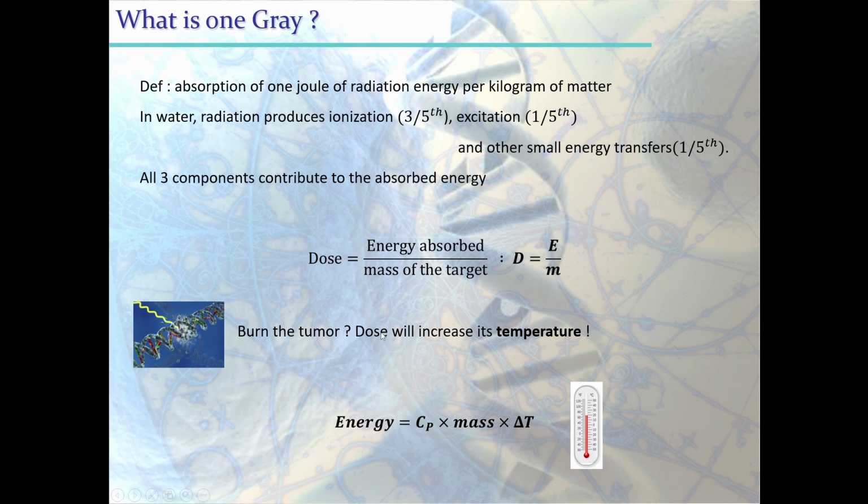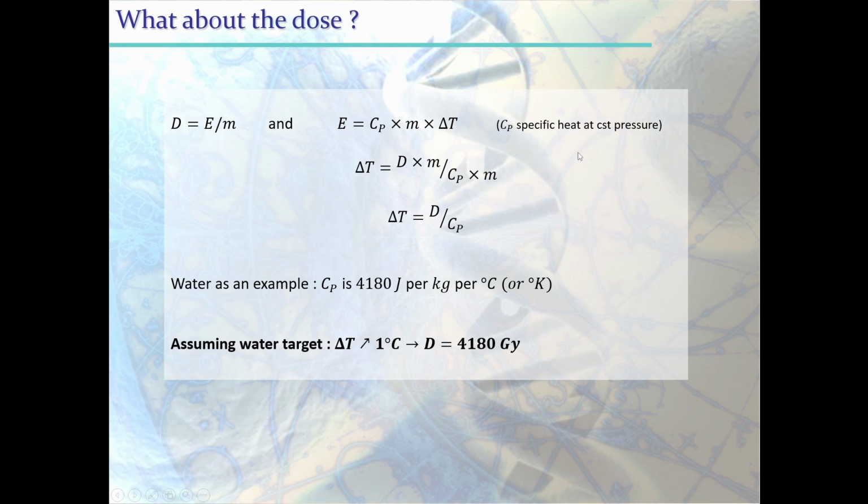And we know for sure that the dose will also increase the temperature, because if we turn to thermodynamics, we know that if you add some energy to a target mass, then you will have an increase of its temperature, and there is a coefficient which relates both quantities. This coefficient, Cp, is the specific heat at constant pressure. And we've seen before that the dose is the energy divided by the mass, and the same energy will also have an effect on the temperature in the target.